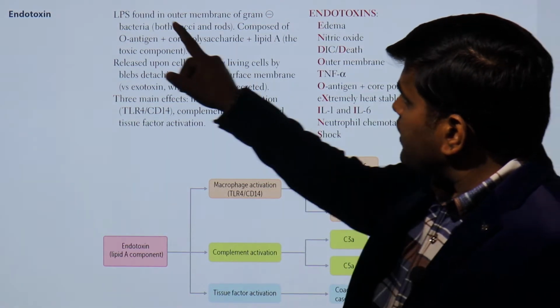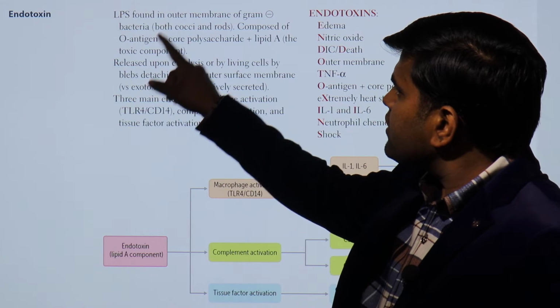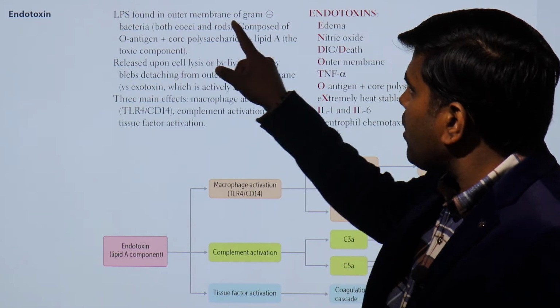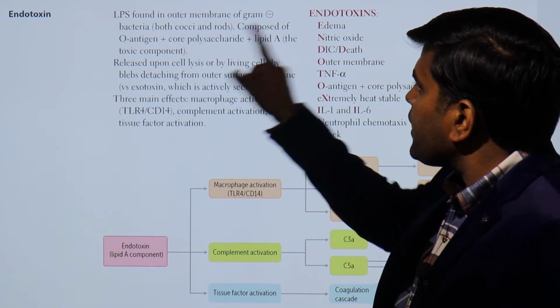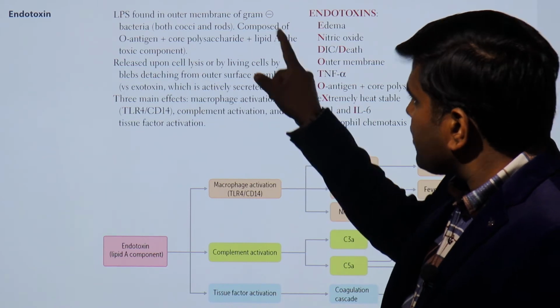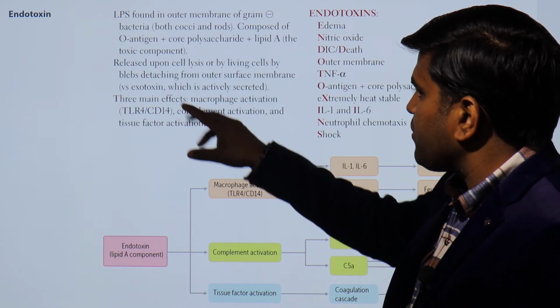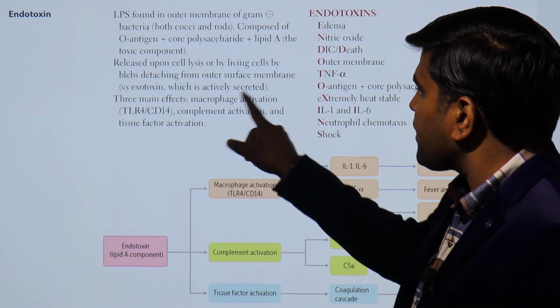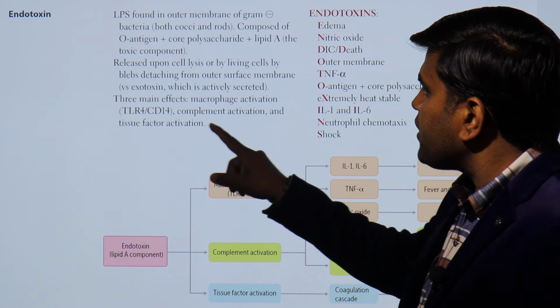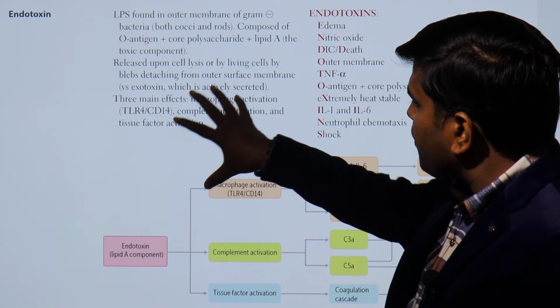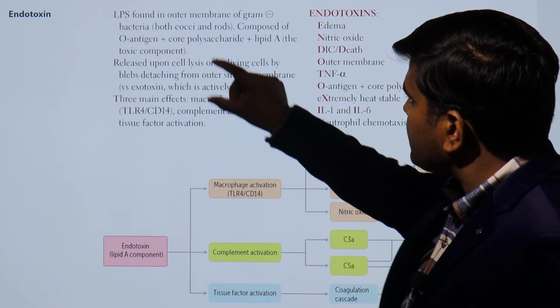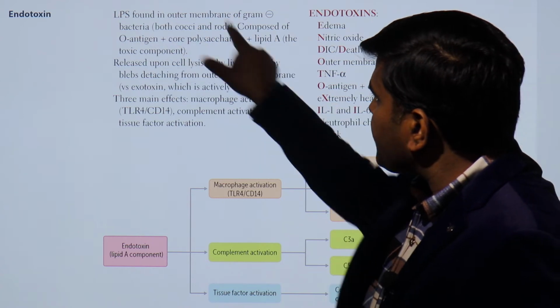Endotoxin is the lipopolysaccharide found in the outer membrane of gram-negative bacteria, both cocci and rods, composed of the O antigen, core polysaccharides, and lipid A, the toxin component. We have talked about the release, and the main effects are macrophage activation, complement activation, and tissue factor activation. Before going into the detail of the mechanism of action, let's talk about the bacterial cell wall.